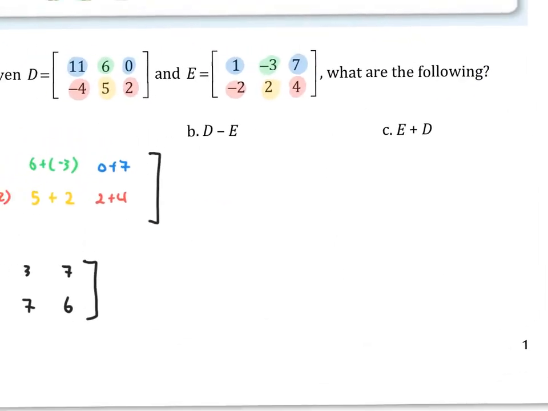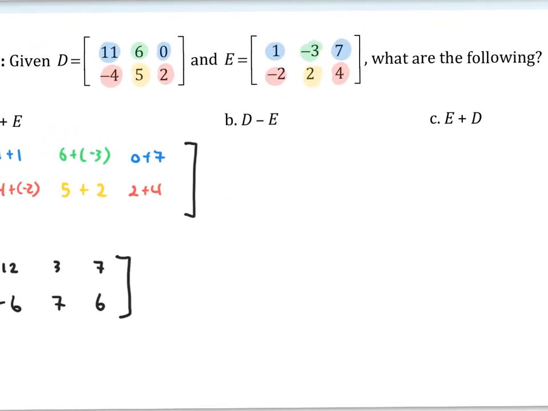So what is D minus E? I'm actually going to skip to the answer here, because we can just do this part in our head. D minus E. So D11 minus E11 is simply 10.